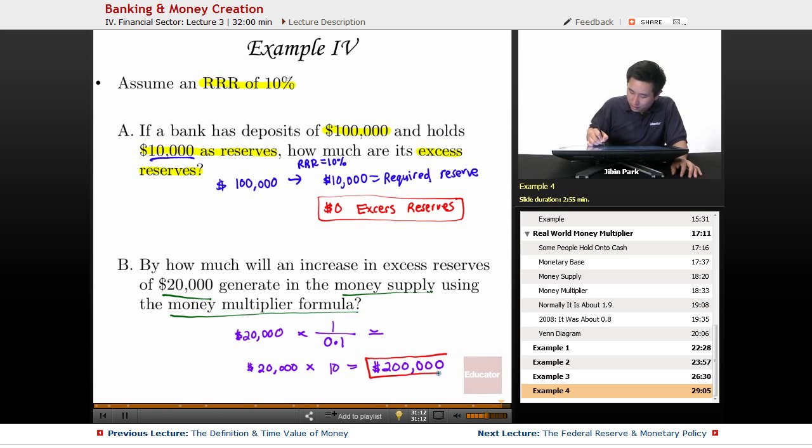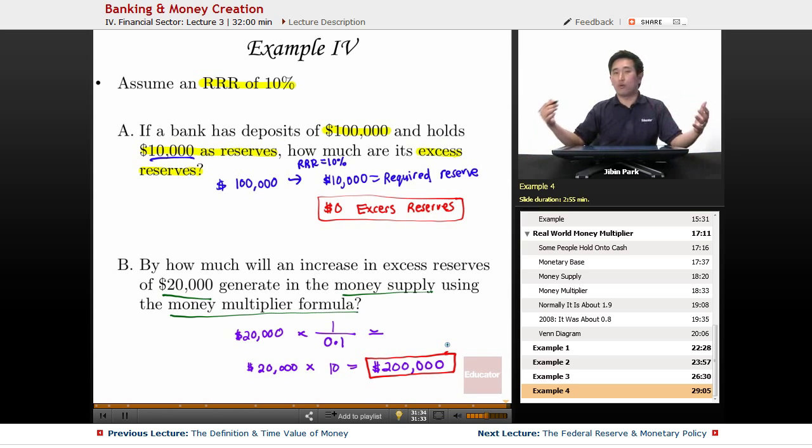Again, this is assuming that there are no leaks and the money is multiplied fairly rapidly. But in the real world, you have a money multiplier of 1.9. In times where people aren't spending a lot of money, then it might be closer to 0.8. What a disaster it would be in our economy if our money multiplier was 0.1 or 0.